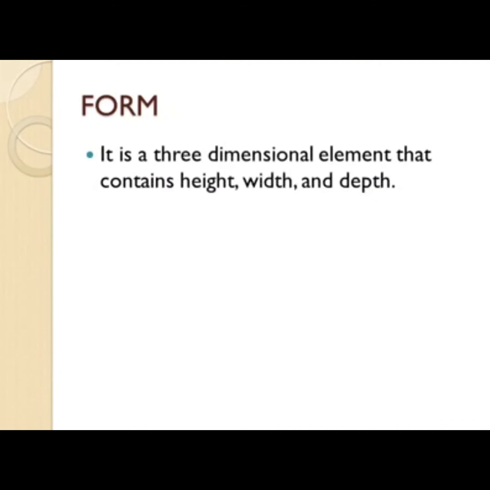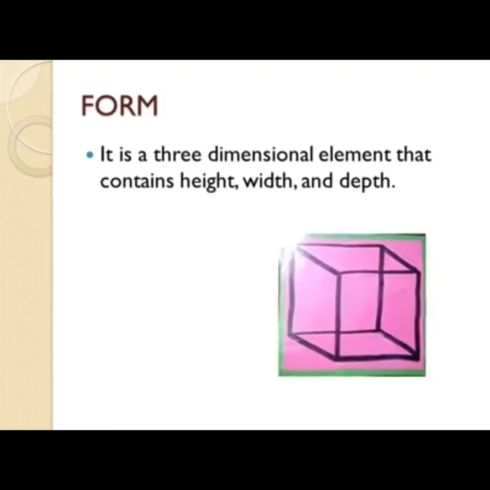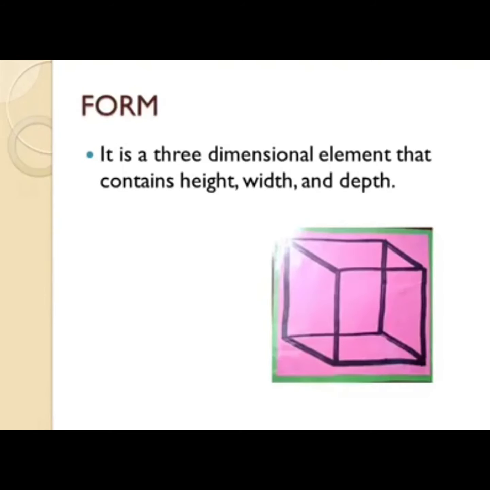Okay, the next element that we're going to talk about is the form. Form is a three-dimensional element that contains height, width, and depth. So, look at the picture. Some might say, "Teacher, it also looks like a shape." Well, your observation is correct. As you can see, it is like a square. However, the difference between form and shape is that shape is 2D and form has 3 dimensions. It has now the depth. So when it has depth, then we can consider and call this element as form.